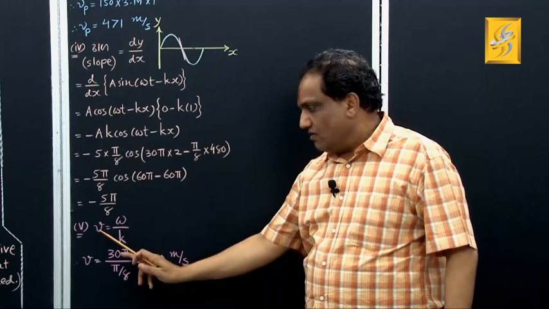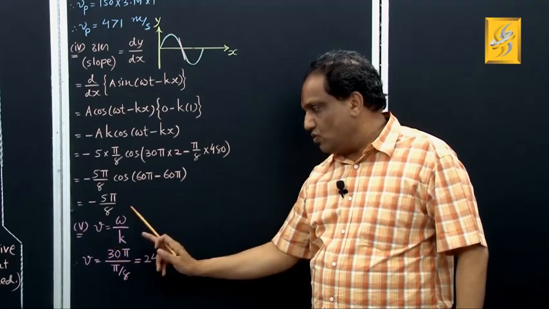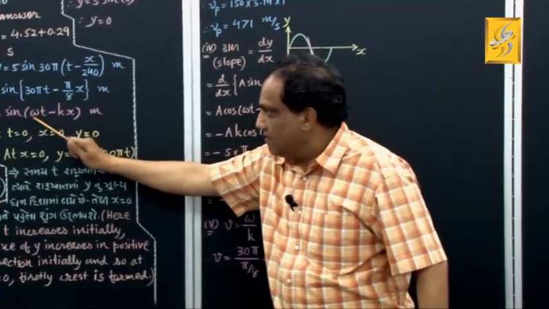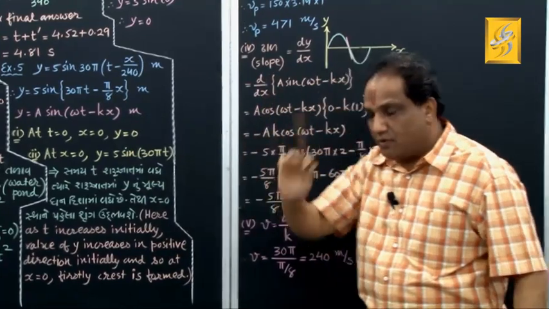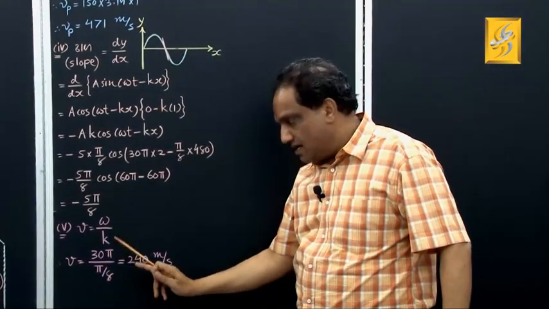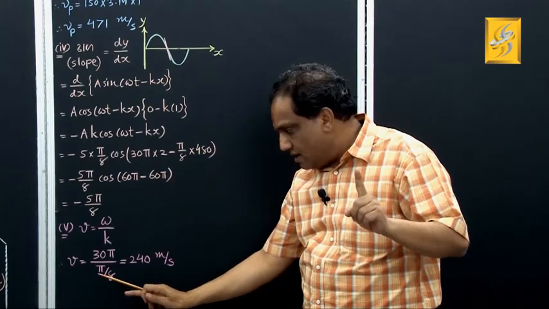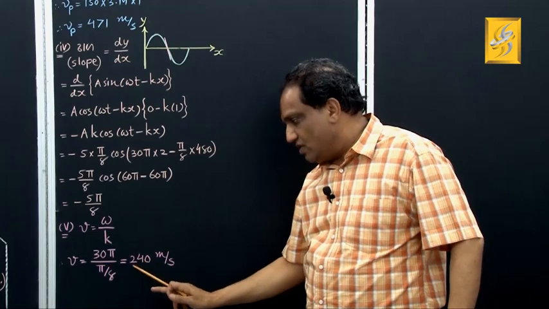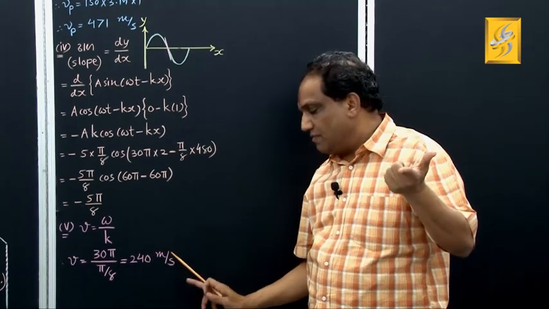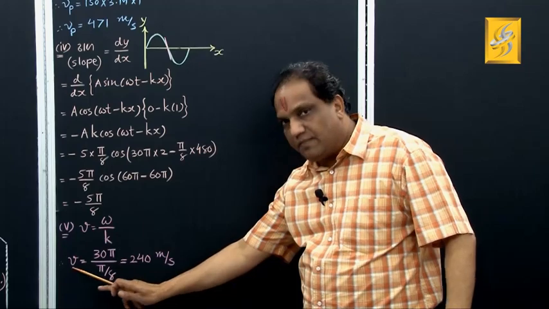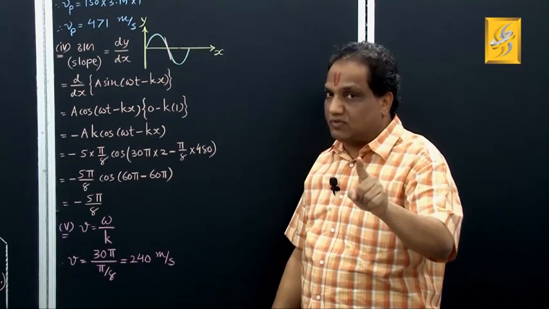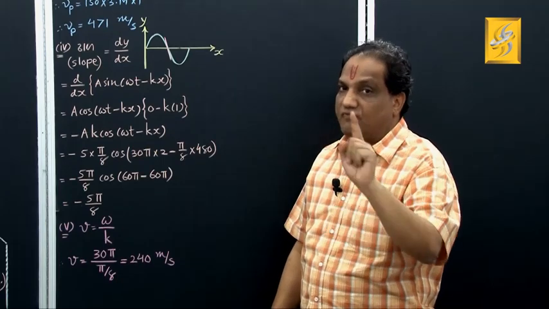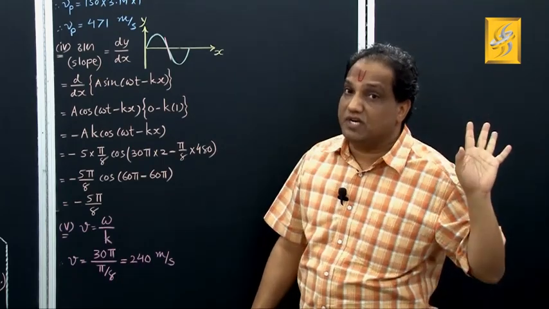Okay? Fine. What about the wave velocity formula? V equals omega upon k. What is omega right now? 30 pi radian per second. K is pi by 8 radian per meter. Pi will cancel. The denominator will become the numerator. 30 times 8 is 240. SI unit of velocity is meter per second. This is wave velocity, and if phase speed is asked, then also it will be the same only, because recently we have proved that whatever is the wave velocity, the same is the phase speed. Okay.